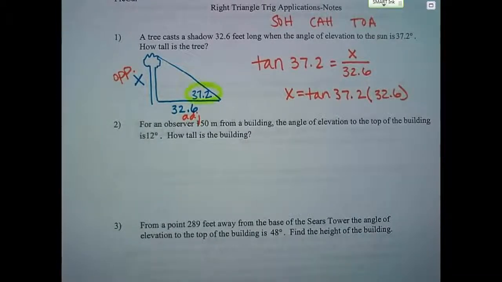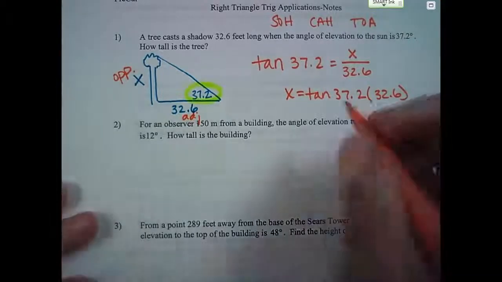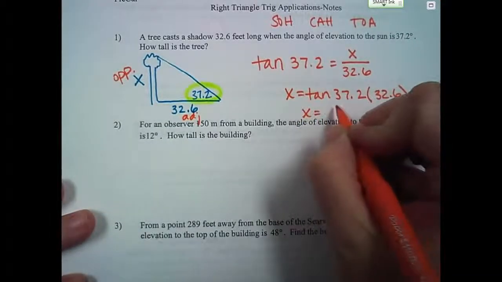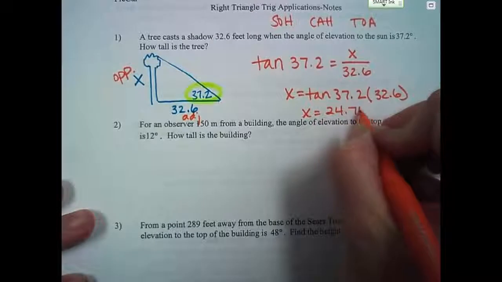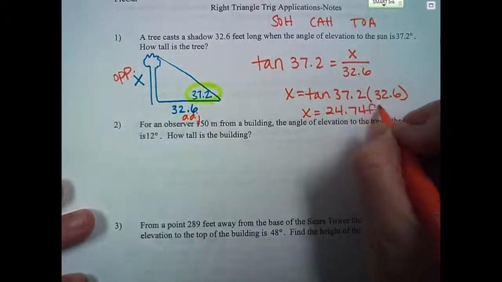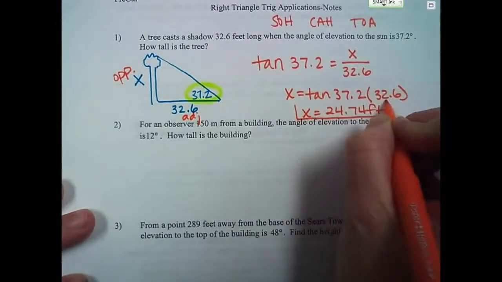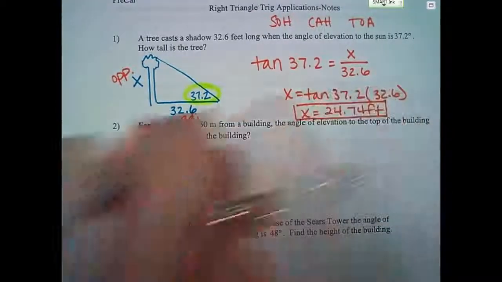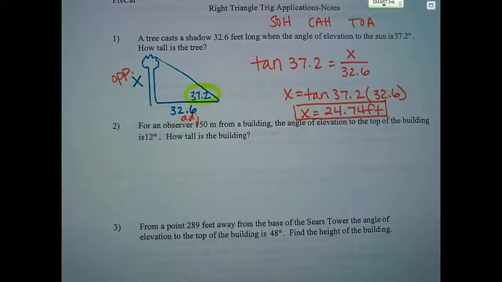And you should have gotten 24.74, right? So the actual height of the tree is 24.74 feet. Don't forget your unit of measure. If you round it to the nearest tenth, that's close.